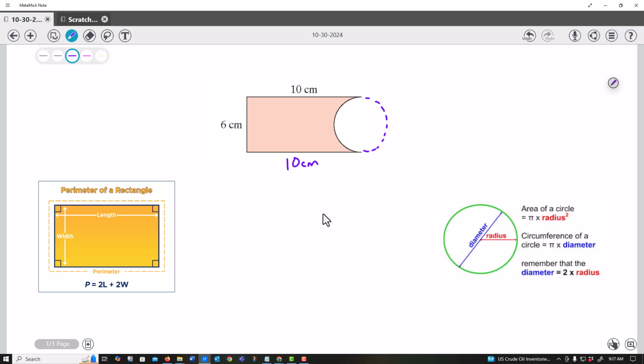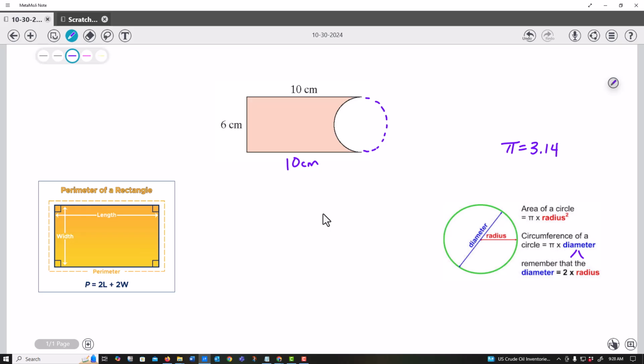So how I can actually find this distance is, remember, circumference means the distance around, in this case for a circle. And so it says circumference is pi, which we know is rounded to 3.14, times the diameter, or you can do 2 times the radius. Remember, the diameter is 2 times the radius. So however you want to do this.